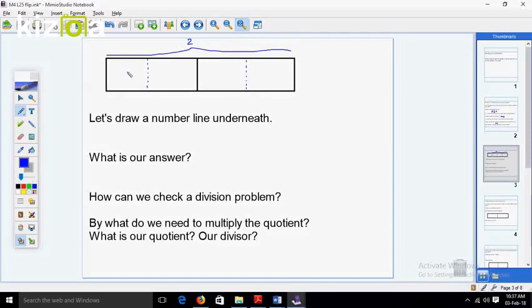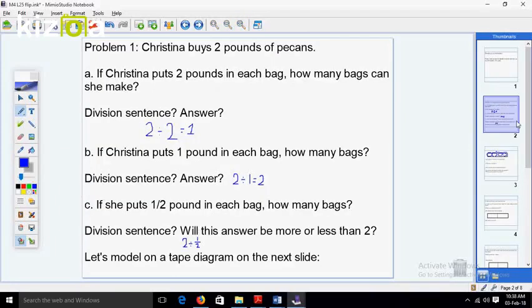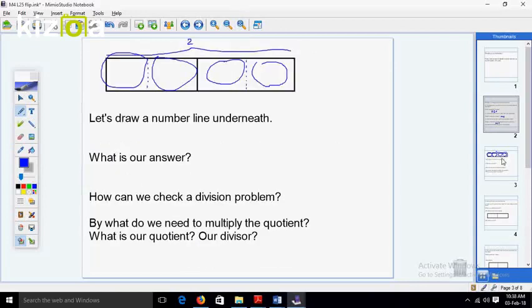Now if I look, I can count how many bags she can make. This is 1 bag. This is 2 bags. This is 3 bags. And this is 4 bags. So let's go back to our division problem. 2 divided by 1/2 is 4. She can now make 4 bags with 1/2 pound in each bag. So we're getting bigger, which is maybe a little counterintuitive. Our answer was 4.